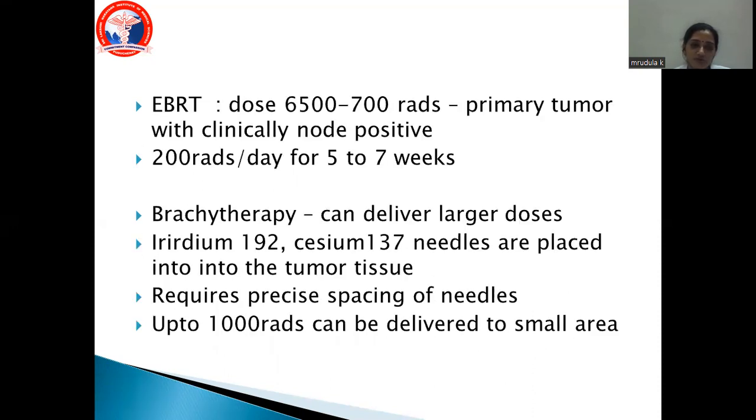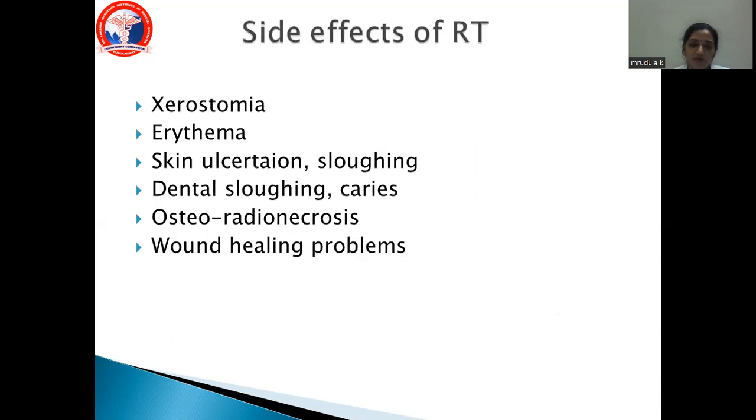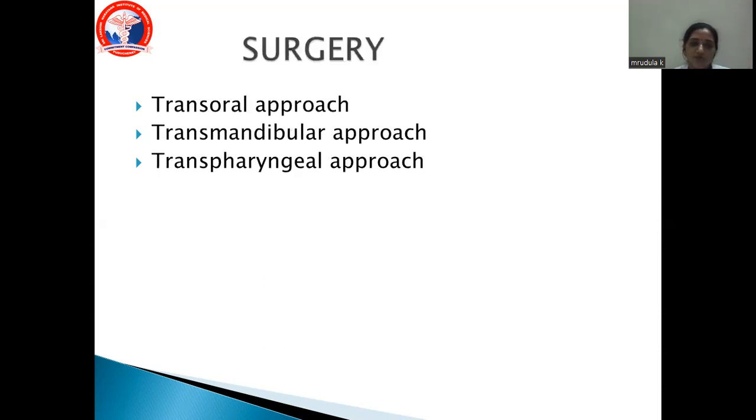This is the dose of EBRT, 6,500 to 7,000 rads, and with brachytherapy you can give larger doses. Iridium needles can be placed in the tumor, and up to 1,000 rads can be delivered to a small area. Effects of radiotherapy: xerostomia, erythema, skin ulceration, dental sloughing, caries, osteoradionecrosis, wound healing problems.